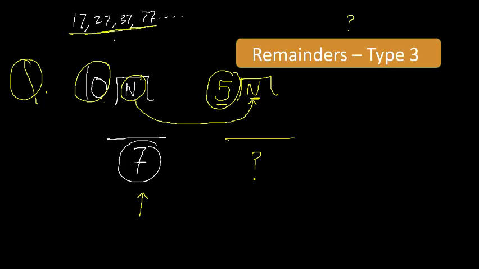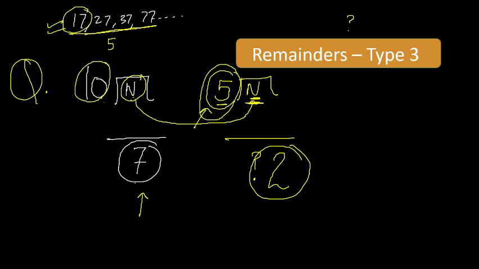Divide any of these numbers by 5. Pick any of these numbers, I think you are getting 2. 2 is the correct answer. You can try with any number, right? So what will be the question? If a number is divided by 10, it was leaving 7 as your remainder. But what will be the remainder if the same number is now divided by 5? I can assume a number and then divide it and find my answer, right? But let me tell you the shortcut for this.